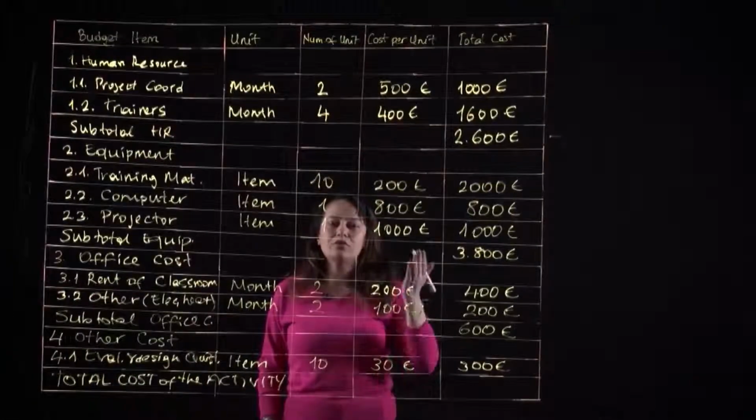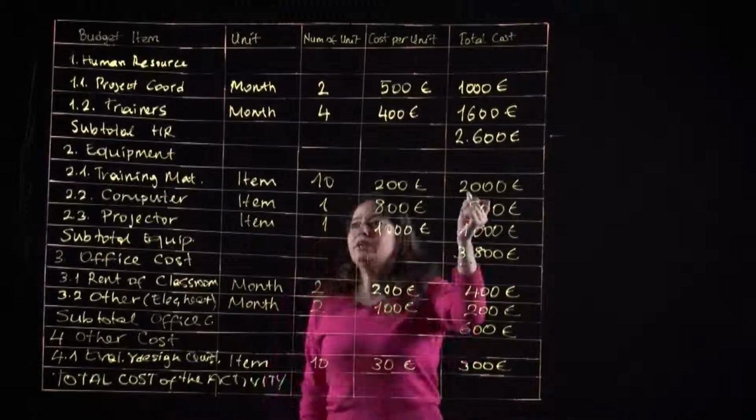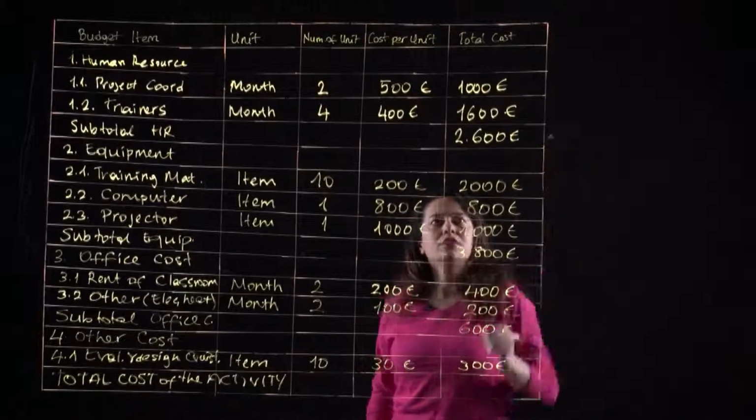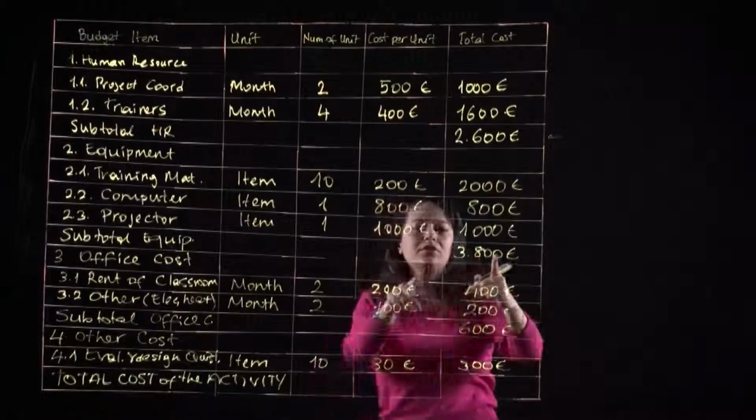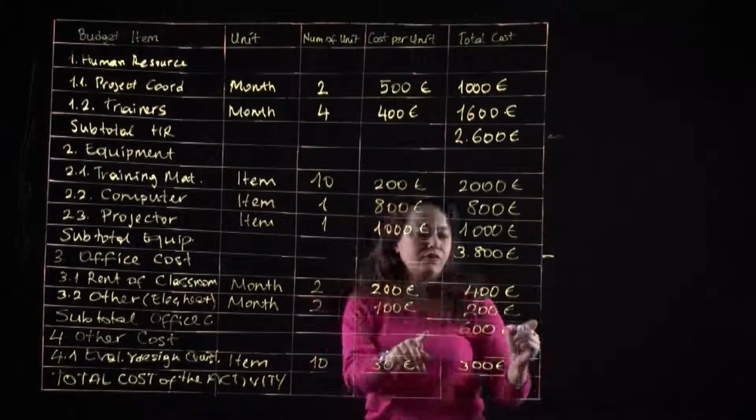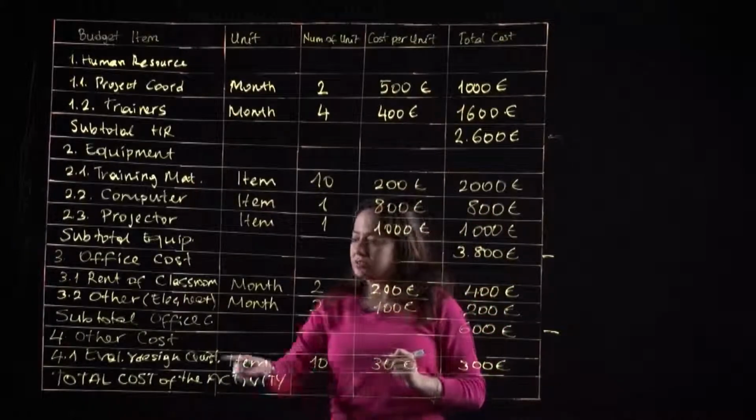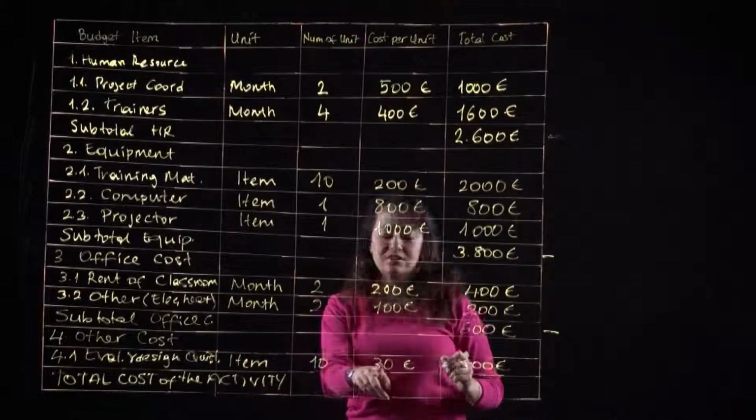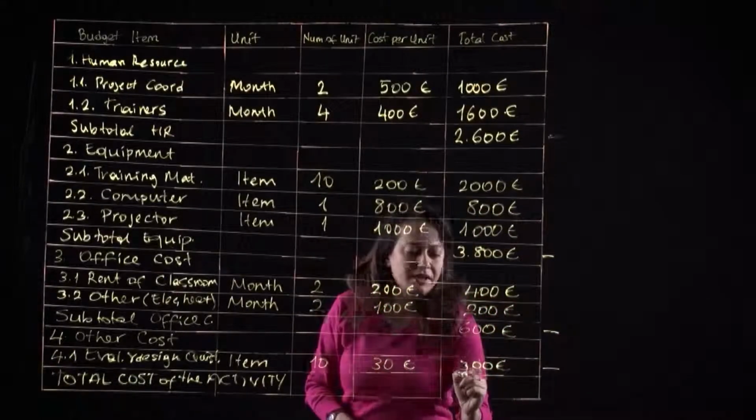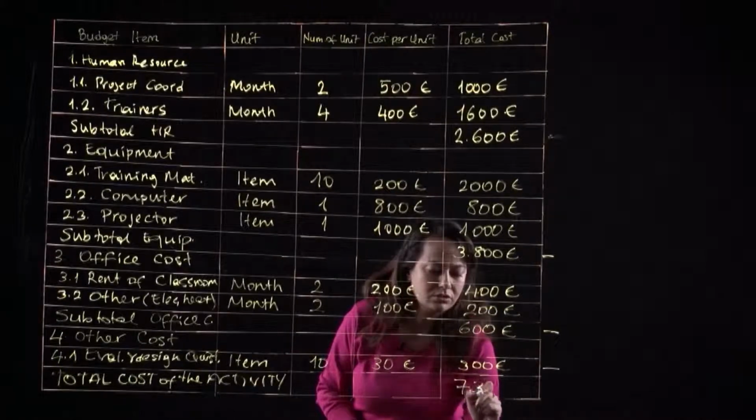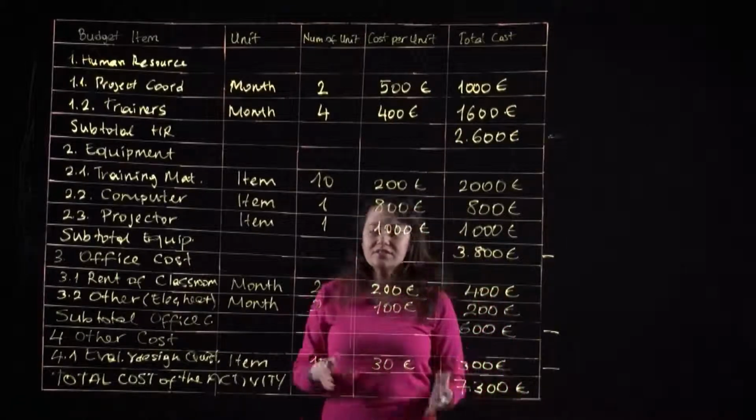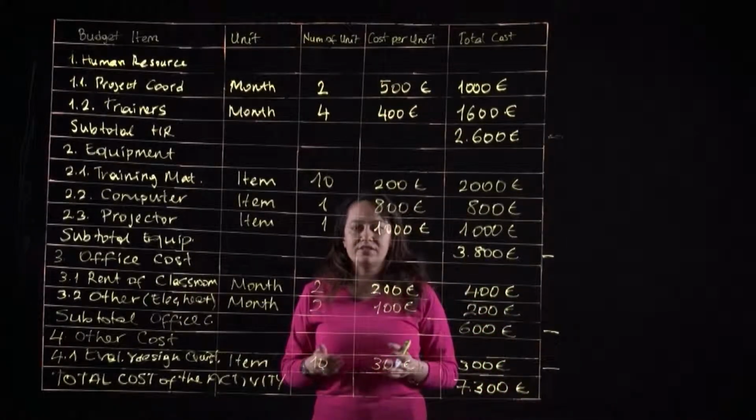Okay, so now let's look at the total cost. We have one item on subtotal on human resource. Okay, we have our second item here, 3,800. The subtotal of office is 600, and the evaluation and design of the questionnaires with the other costs 300. So it makes in total 7,300 euros. This is the estimated cost for this activity.